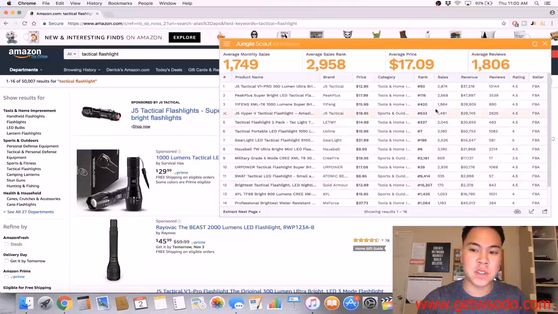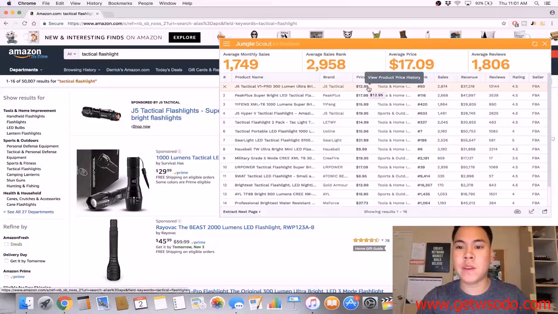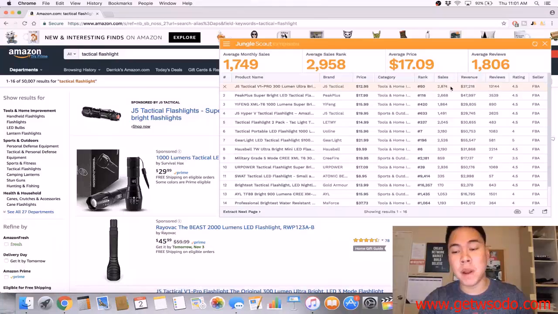You can see here the sales are consistent. We'll be able to see how much in revenue the product is doing per month. So all of this revenue right here that you guys see and these sales is what it's doing in a month. Okay, so that's not total, that's in a month. So this product right here in particular is selling for $12.95. It's doing about 2,800 units a month, and it's doing about 37,000 in revenue. And we could also see here that it has 13,000 reviews, which is incredibly high.